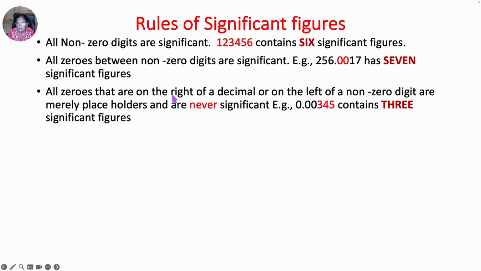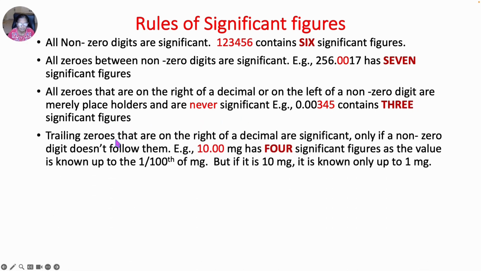All zeros that are on the right of a decimal or on the left of a non-zero digit are merely placeholders and are never significant. For example, on the right of a decimal, these 2 zeros are not significant. Only 3, 4, 5 are significant. So this figure contains 3 significant figures.